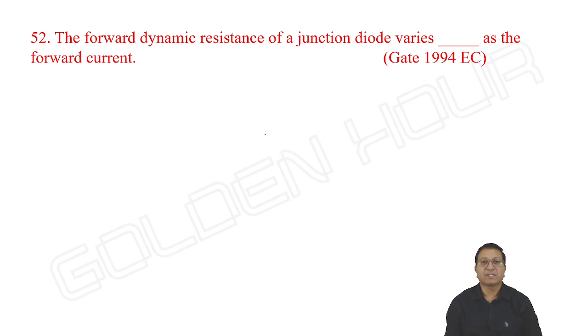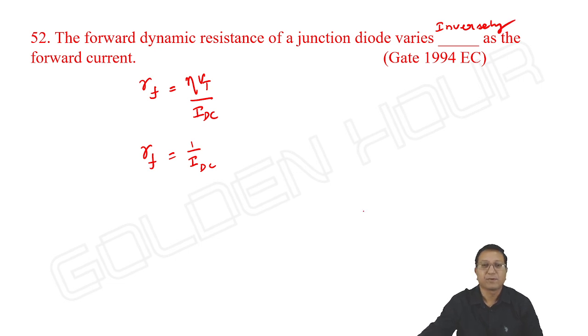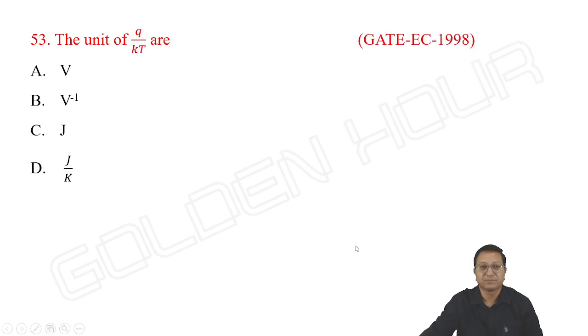The forward dynamic resistance of a junction diode varies as the forward current. The dynamic resistance of a diode is given by eta Vt by IDC, which means the dynamic resistance is inversely proportional to the forward current. Inversely. A very, very simple question.